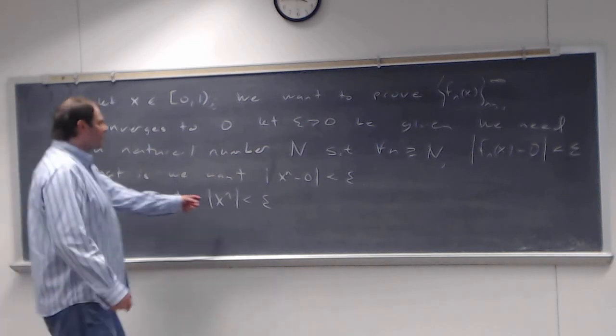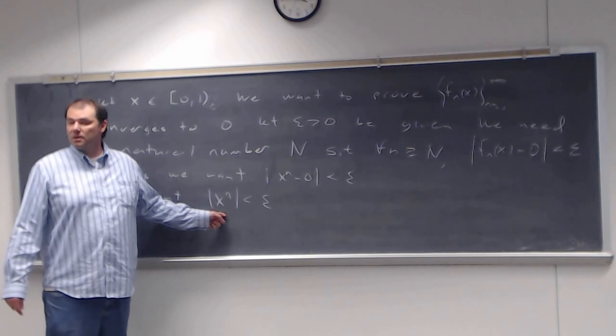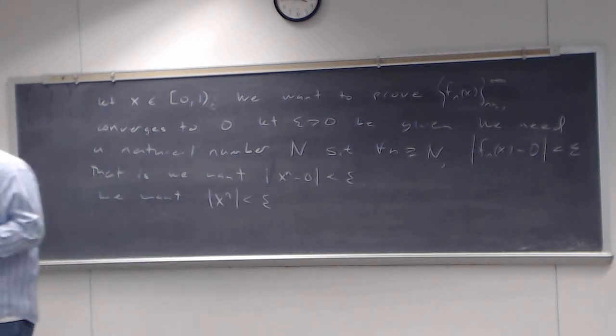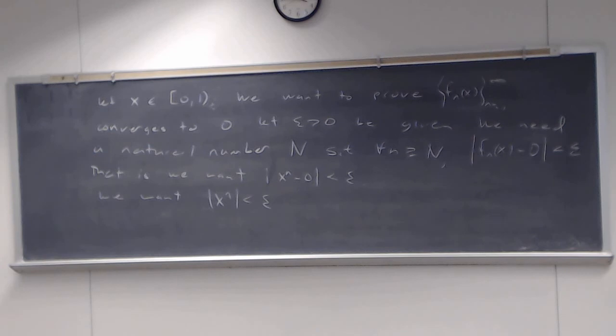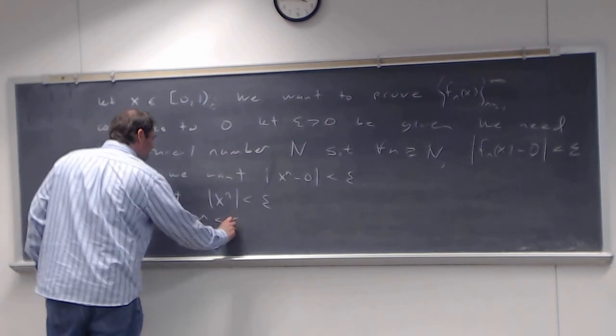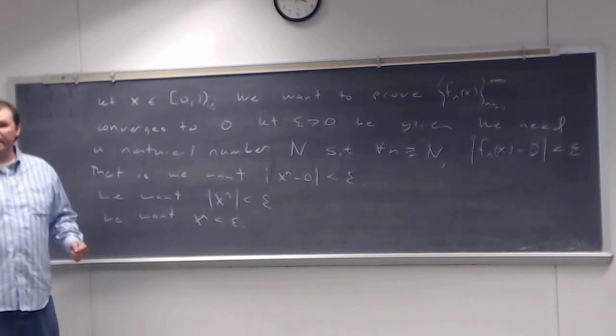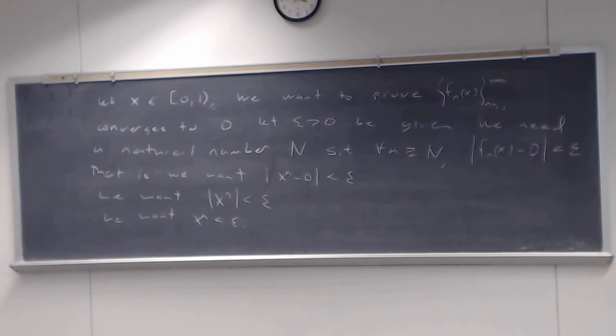Well look, the x to the n's are non-negative numbers in this case, could be 0, and so their absolute values are themselves. So we want x to the n to be less than epsilon. And when do I want it? I want it for all n's bigger than some particular spot. Okay, well, the object of the game here is to solve for n. Now look, x is a fixed number.